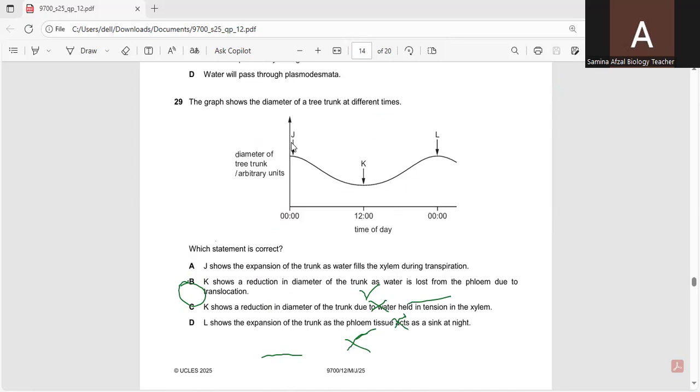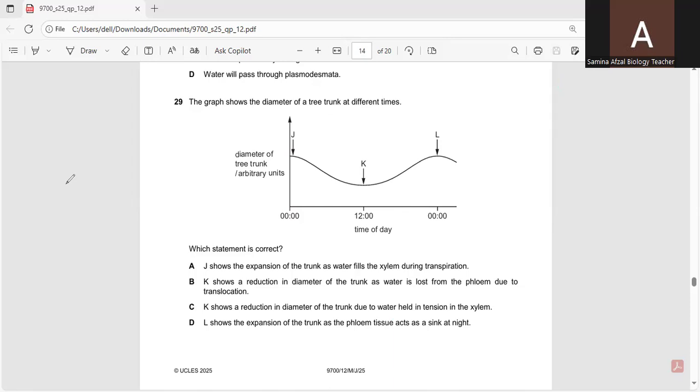So the graph shows the diameter of a tree trunk at different times. You can see at J, at 0, 0 shows midnight, when at that time the diameter is largest compared to other times. And K is the lowest diameter. Again, L shows the highest diameter. So it shows the fluctuations in diameter, which can be due to the movement of the water within the tree xylem, the tissue responsible for transporting water from the roots to the leaves.